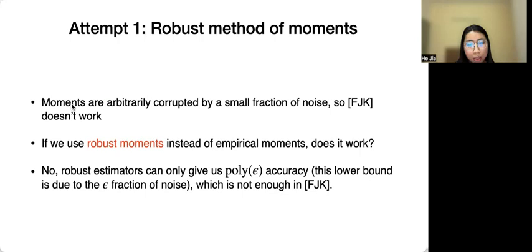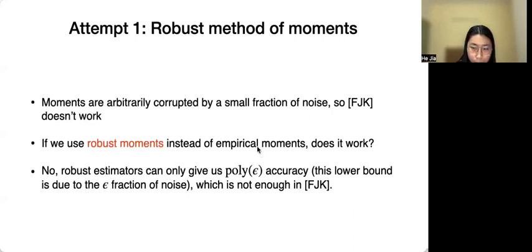Unfortunately, the moments can be arbitrarily corrupted by a small fraction of noise. Even a single point can corrupt the moments and extremal. So FJK doesn't work. Now let's see if we use the robust moments instead of empirical moments in FJK. Does this work?